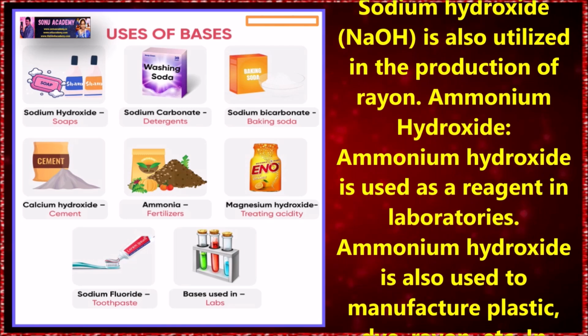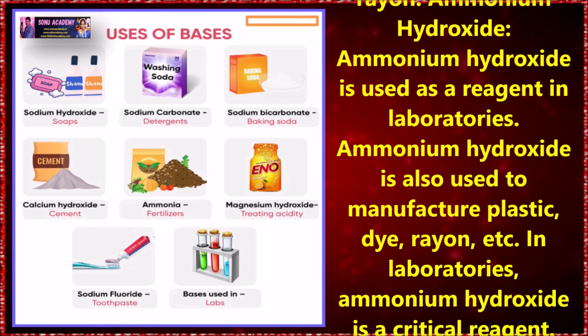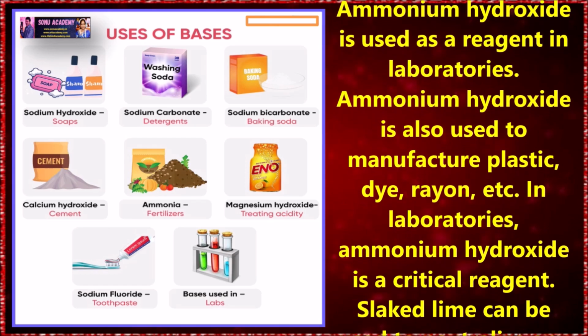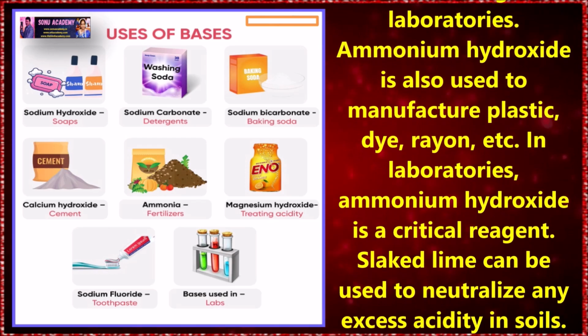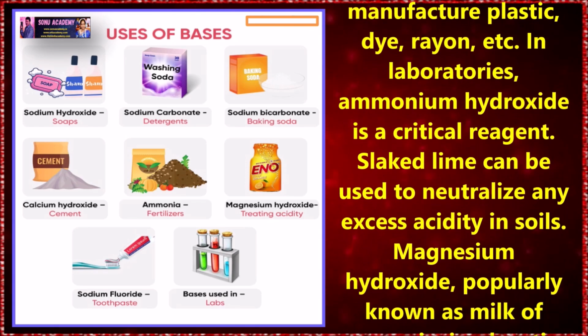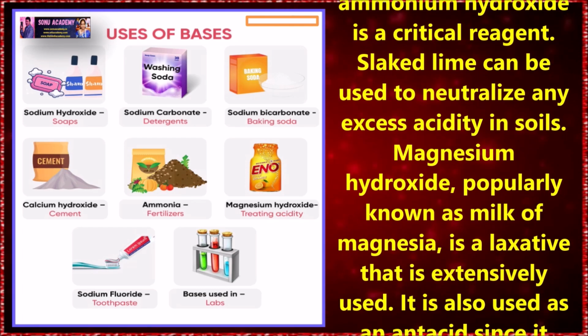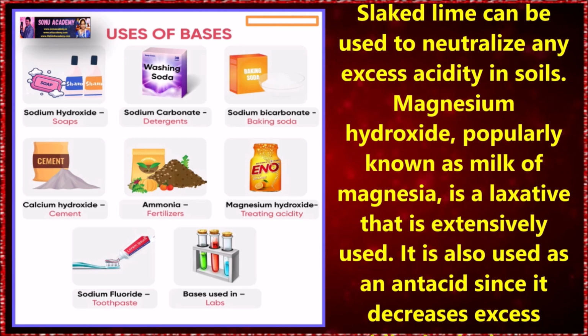Ammonium hydroxide. Ammonium hydroxide is used as a reagent in laboratories. Ammonium hydroxide is also used to manufacture plastics, dye, rayon, etc. In laboratories, ammonium hydroxide is a critical reagent. Slaked lime can be used to neutralize any excess acidity in soil.